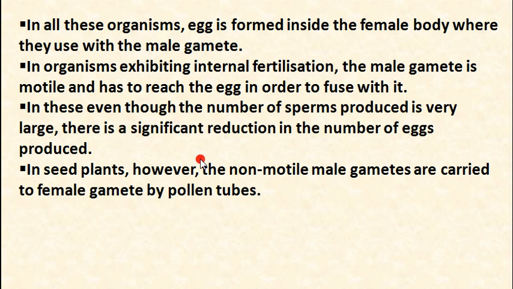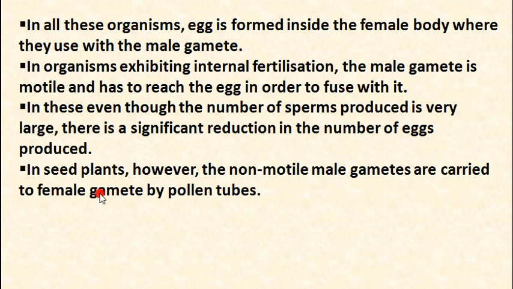Okay, as I said earlier, it is not necessary that all male gametes will reach the female. So the solution of this problem is that sperms produce a very large amount of male gametes, and there is a significant reduction in the number of eggs. So eggs will be decreasing in number, but comparatively the male gametes will be larger in number.